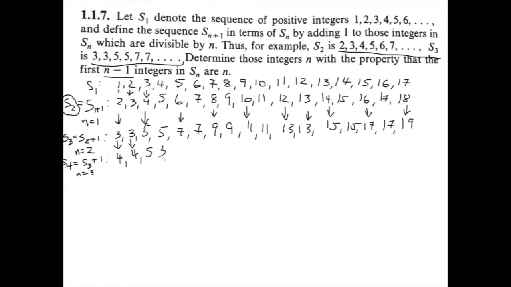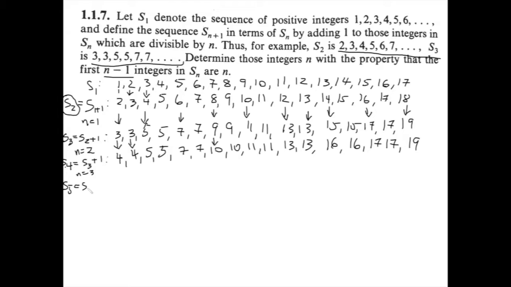5 is not. 7 is not. But 9 is. So these will increment. 11 is not divisible by 3. 13 is not divisible by 3. 15 is divisible by 3 though. 17 is not. And 19 is not. All right, let's move on. What about S5?